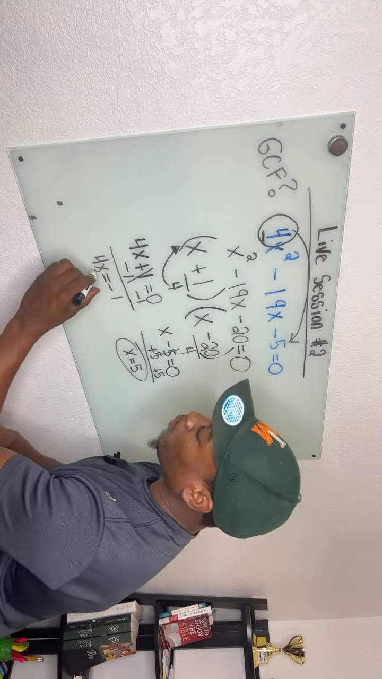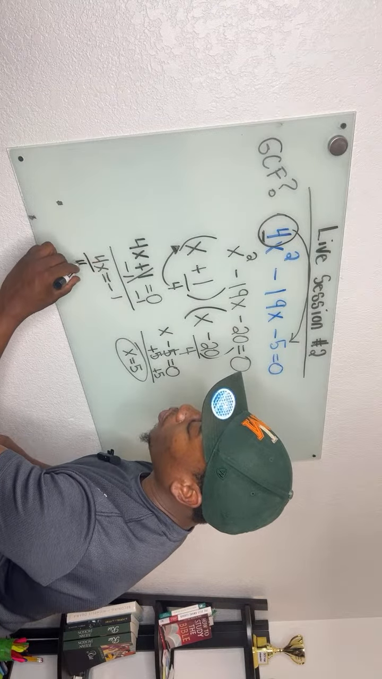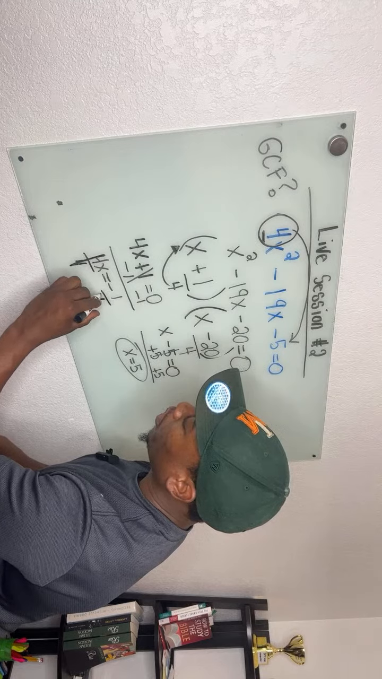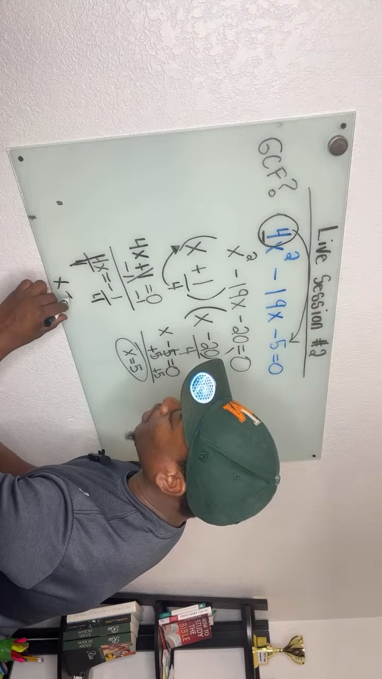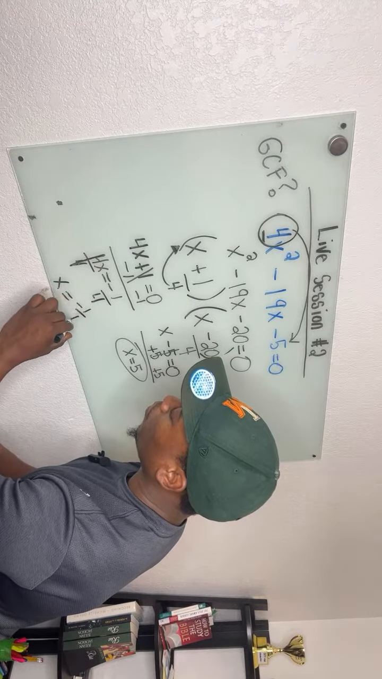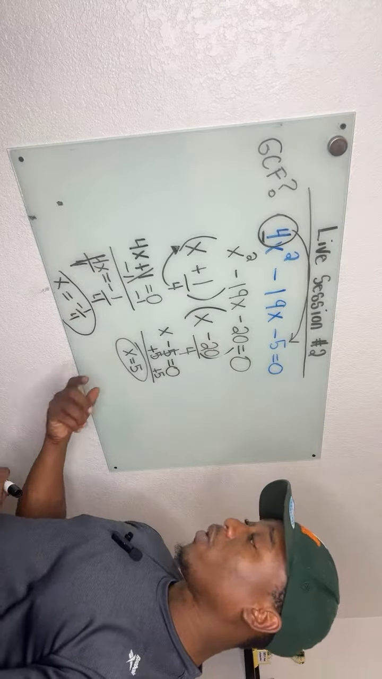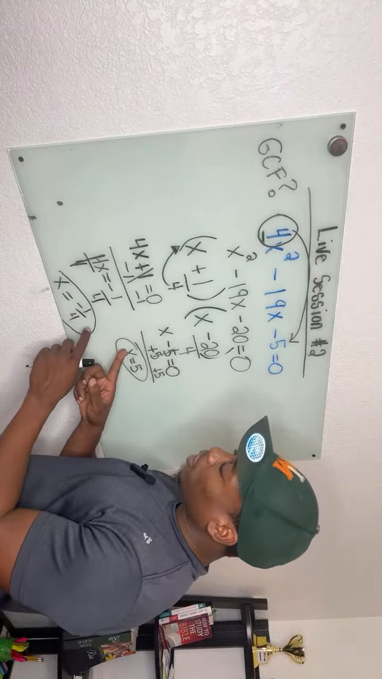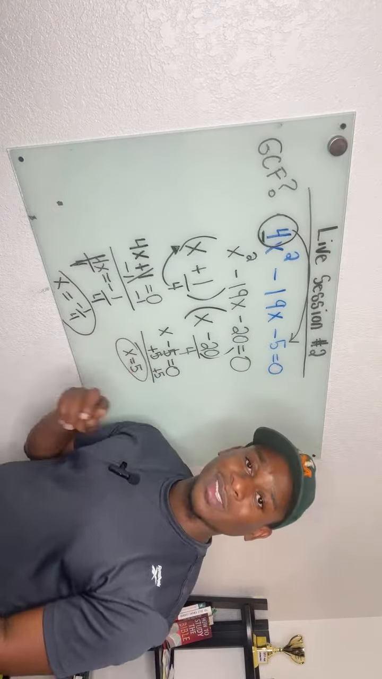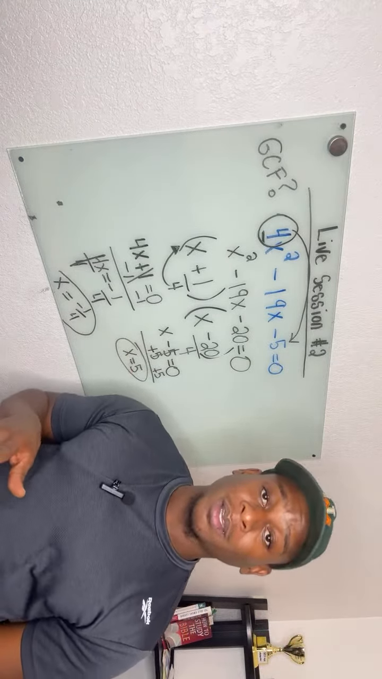And to finish this problem up, we are now going to divide by 4, and we have x is equal to negative 1 over 4, and x is equal to 5. So now we factored, and these should be the two answers that we get, okay?